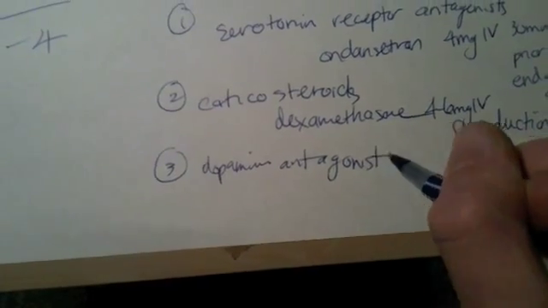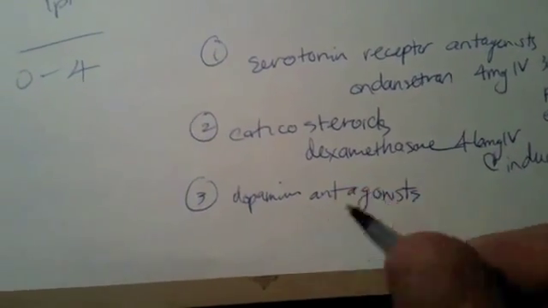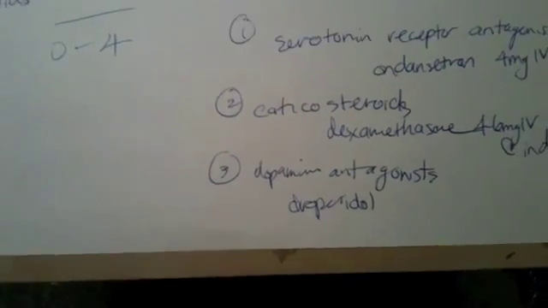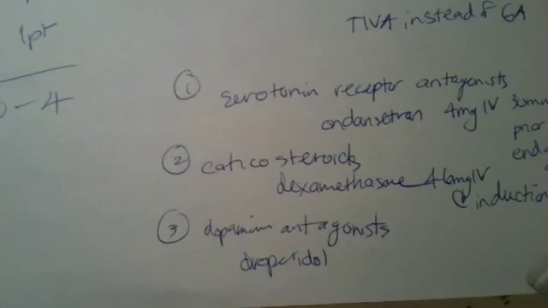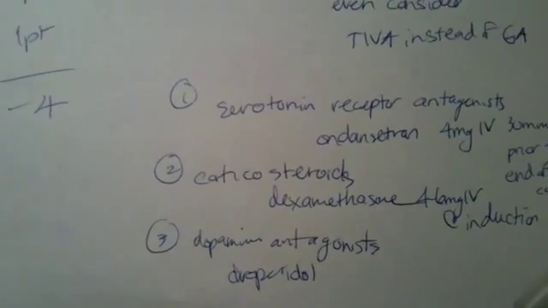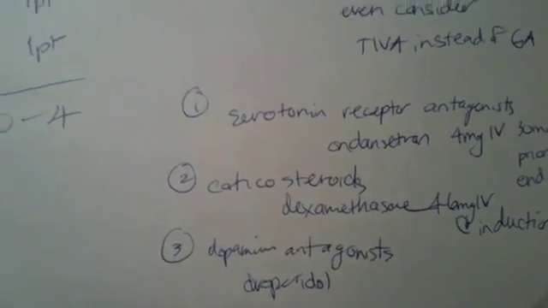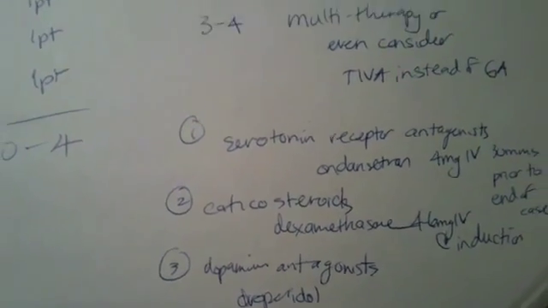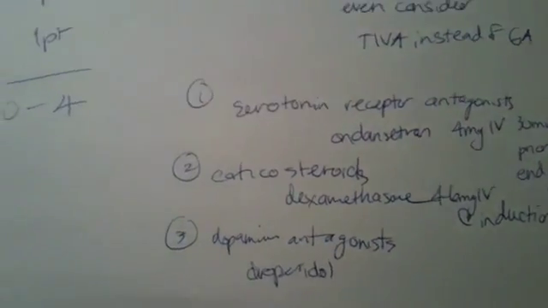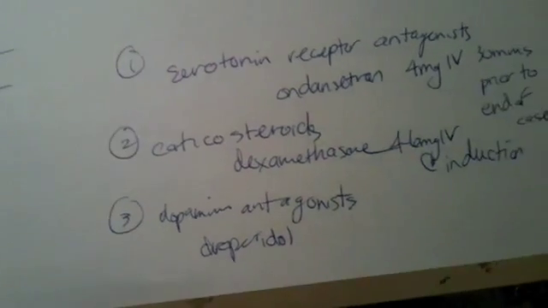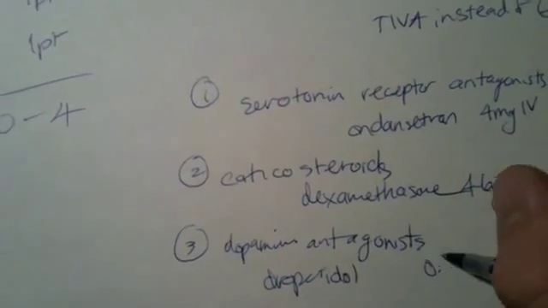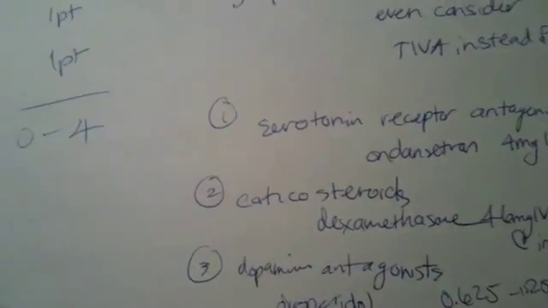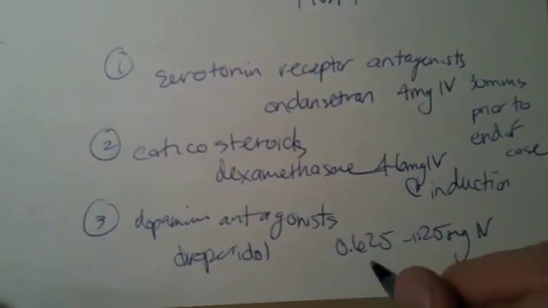The most common one used for this purpose is droperidol. Now we could do a whole other video on the tragic story of droperidol, but we don't have time for that right now. For all intents and purposes, it does have a black box warning for prolonging the QT interval. However, the evidence behind that is not fantastic, but we don't need to get into that now. And it's typically given in a dose of 0.625 to 1.25 milligrams IV, and as well is given like ondansetron towards the end of the case.